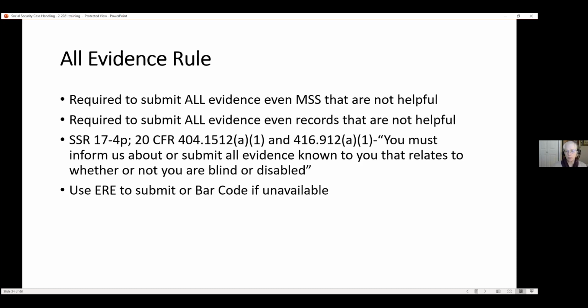So you have to be careful in sending medical source statements that you don't generate bad evidence, because once you've generated it, you're stuck with it. And that's the standard there in the reg. So how do you submit it? You submit it using the ERE if it's available, or barcode if you can't. ERE, definitely preferable.